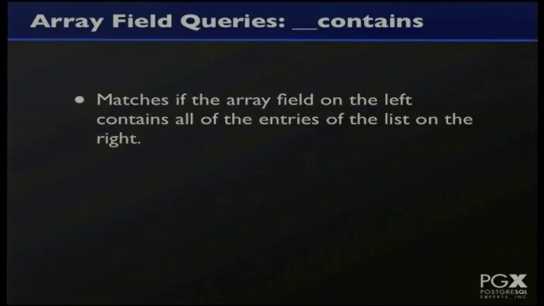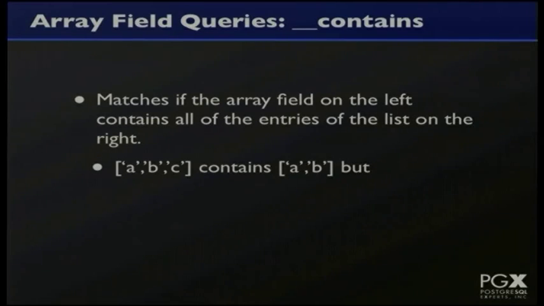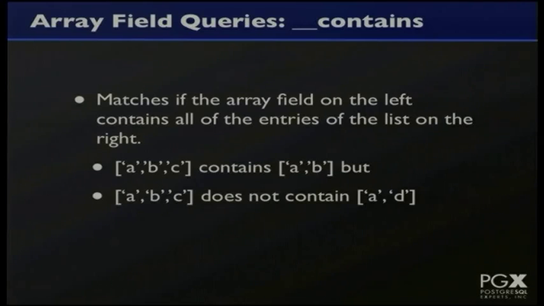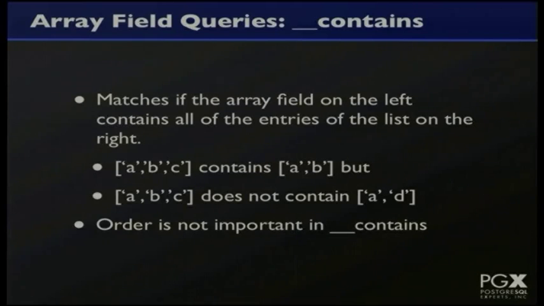Okay, so you can declare them using the ArrayField model field. And what can you do with them? Well, the first thing is we now get a double underscore contains operator. It matches if the array field on the left contains all of the entries of the list on the right. So that contains that, but that doesn't contain that. Basically useful. And obviously you can have a single value there if you want, with or without the list. And order's not important in contains.